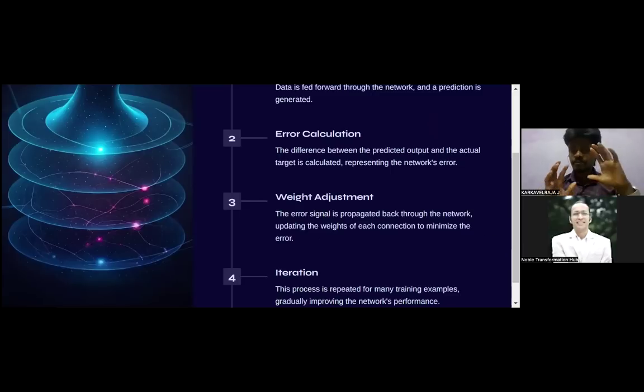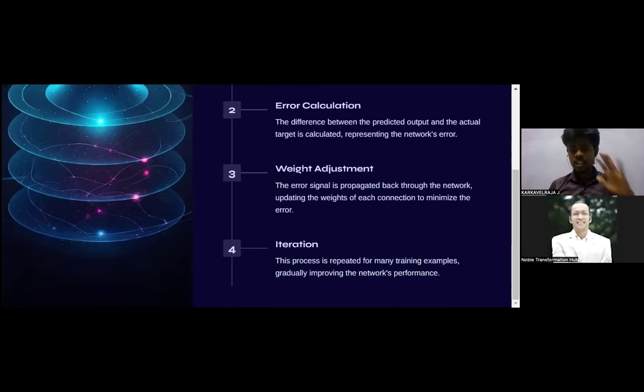Okay, we got some amount of error. What we need to do is move backward, from the output layer to the hidden layer to the input layer. We make the backward pass so that we update the weights and get the output, that is the probability value, very close to the value present in the data set, so that we can minimize the error. Iteration: the process is repeated for many training examples, gradually improving the network performance.